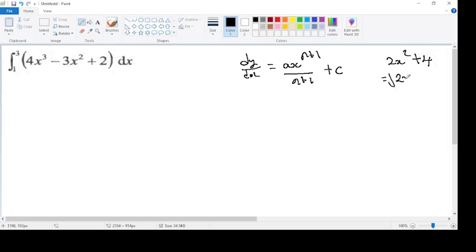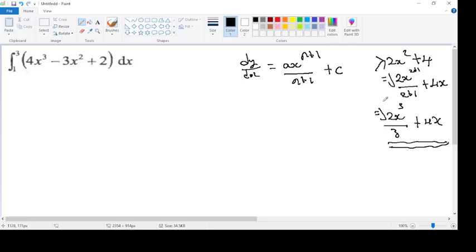So let's keep on adding plus 1 to the power. We are going to have 2x raised to 2 plus 1 over 2 plus 1, plus the 4, which has to gain the variable with respect to which we are integrating, and we are integrating with respect to x. So we are going to have 4x. What is 2 plus 1? We are going to have 2x cubed over 3 plus 4x. This becomes the answer for the integration of this question.